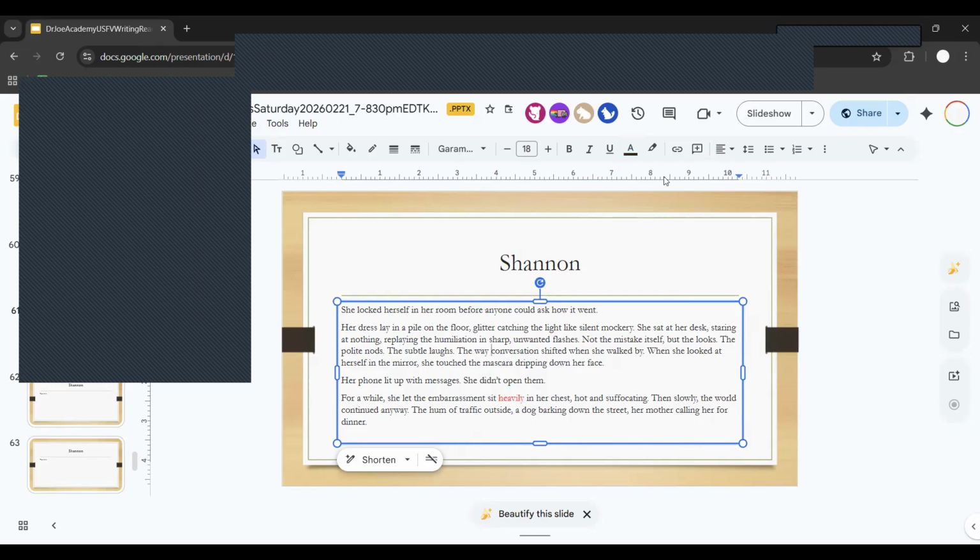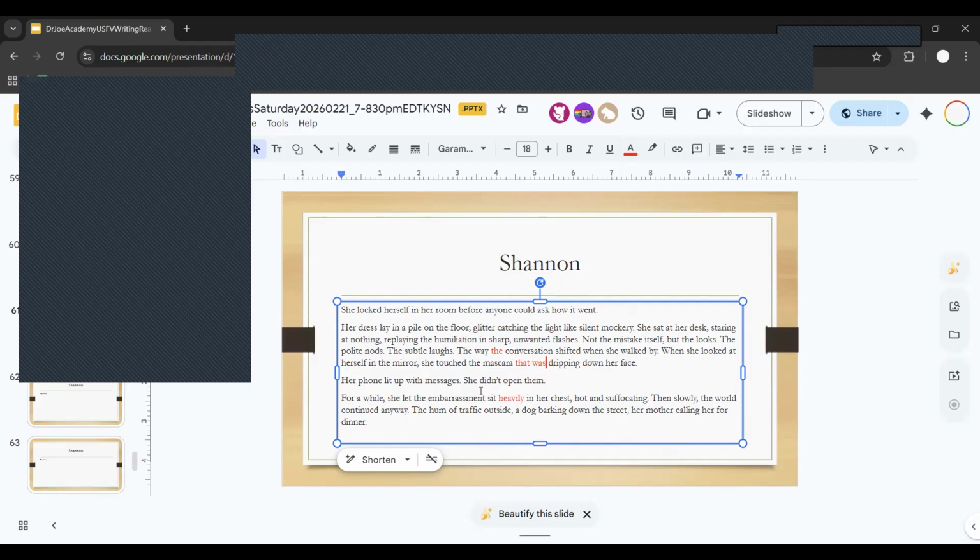Okay, and the way the conversation shifted when she walked by. And even over here, when she looked at herself in the mirror, she touched the mascara dripping down her face. We could just write "that was" or put a comma, but it would be better to put "that was dripping down her face." Okay, and I also wanted to highlight some sentences.